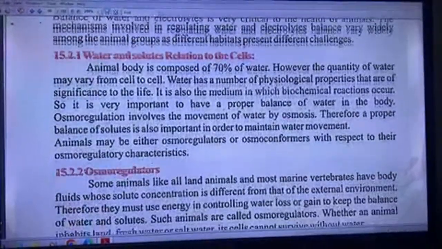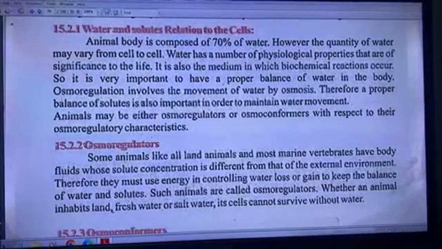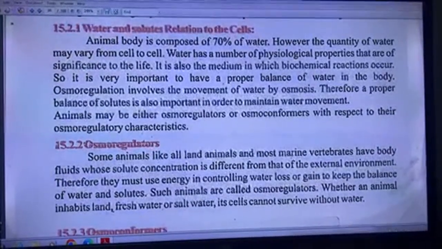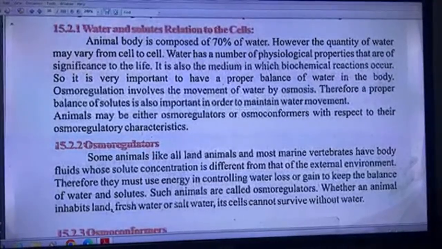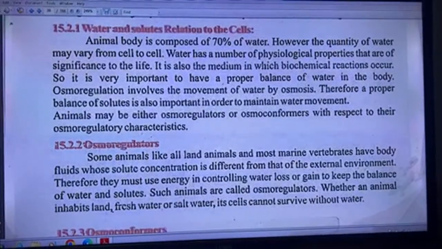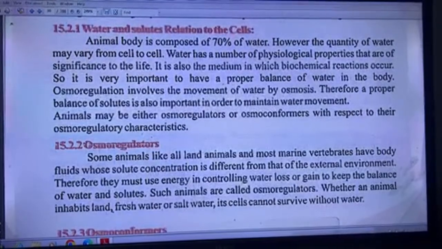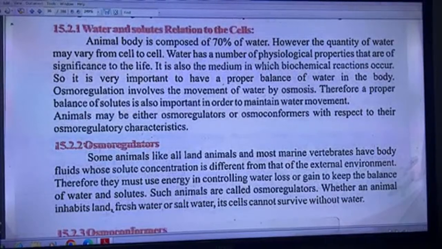Water and solutes in relation to the cells. The animal body is composed of 70% water. However, the quantity of water may vary from cell to cell. Water has a number of physiological properties that are of significance to life. It is also the medium in which biochemical reactions occur. So it is very important to have a proper balance of water in the body.